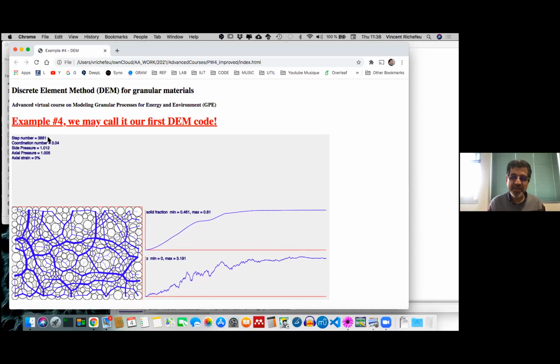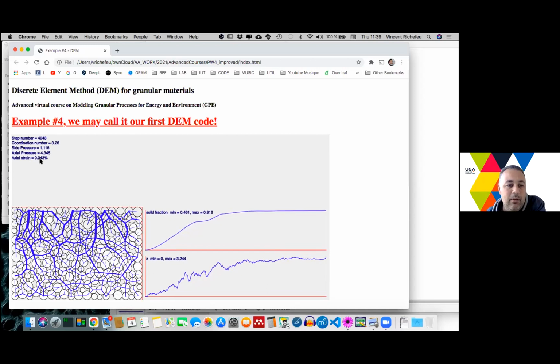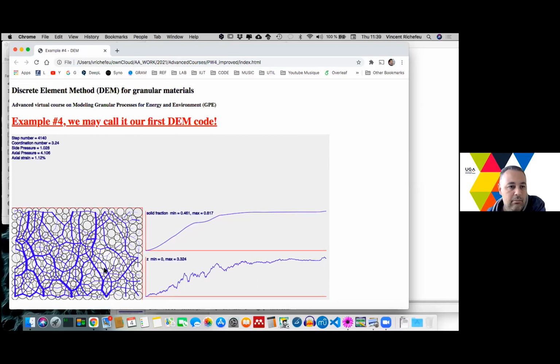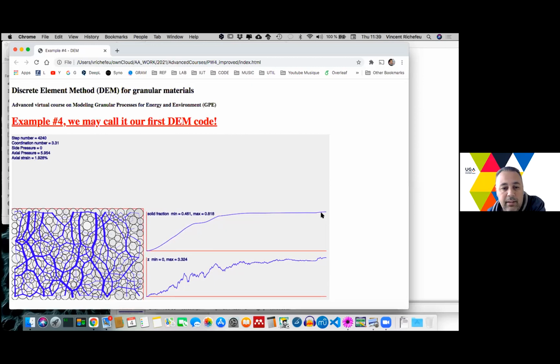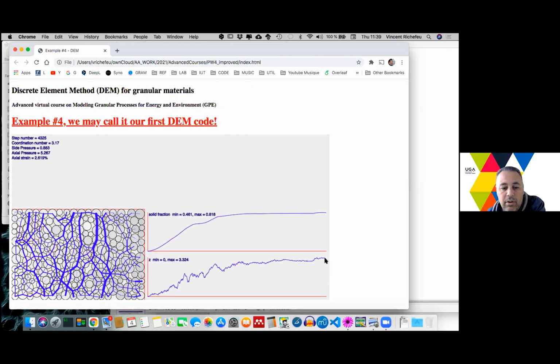So should we start the questions? Yes, if you want, but if you wait a little, we are a bit closer to seeing it. It starts. Okay, compression starts. The force chains change. They are more oriented like this. Okay, the axial strain increases, but actually the solid fraction and the coordination number do not change a lot.